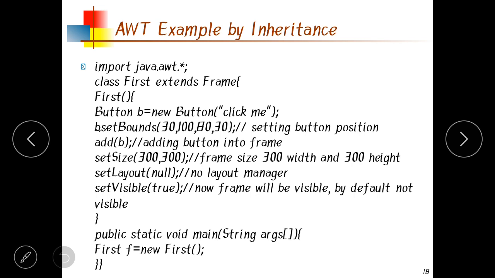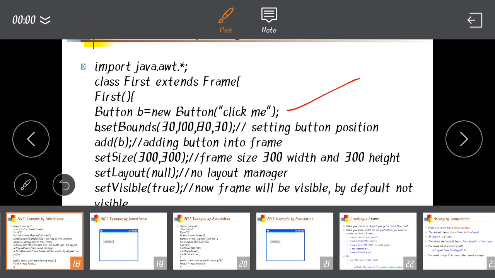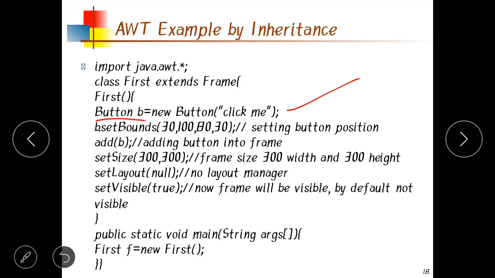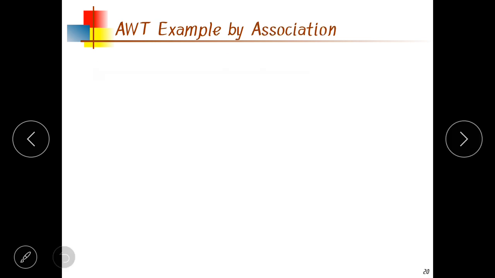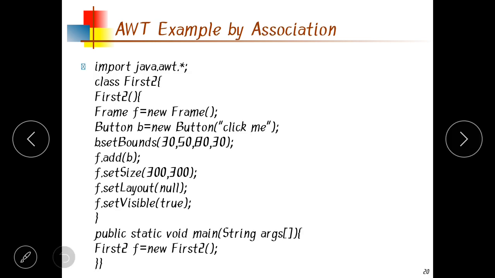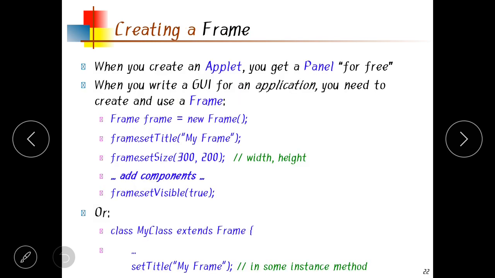In this example we added the components to the frame by creating an object for the class button. Okay, and in the beginning we created one user defined class which extends the class frame. So this is one technique to add components to the frame, by extending the properties of the class frame, and another technique is there by which we can also create the object for the frame class. So in this way also you can add the component. Okay, so let us discuss how to create the frame.